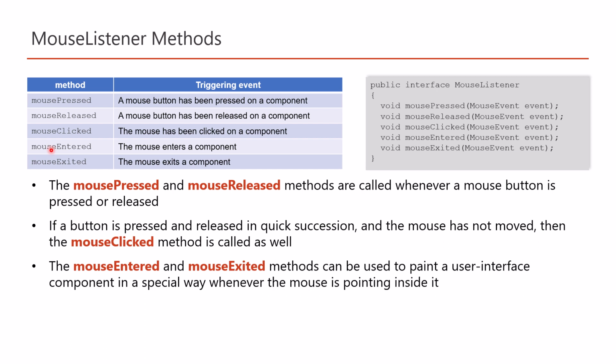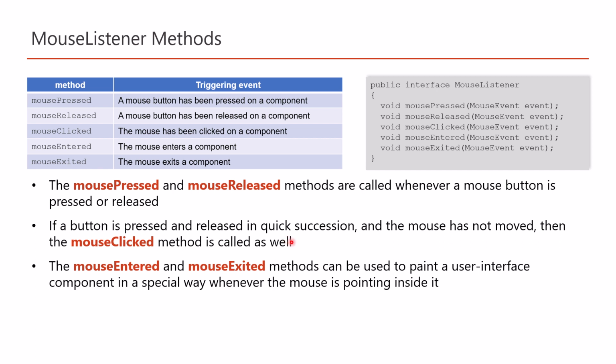The mouse entered method is fired when the mouse pointer enters the area of a user interface component. It is useful for changing the component's appearance when the mouse is over it, such as highlighting a button. Mouse exited is called when the mouse pointer leaves the area of a user interface component. It is commonly used to revert the component to its original state or appearance when the mouse moves away. Just like the other methods, it also receives a mouse event object.